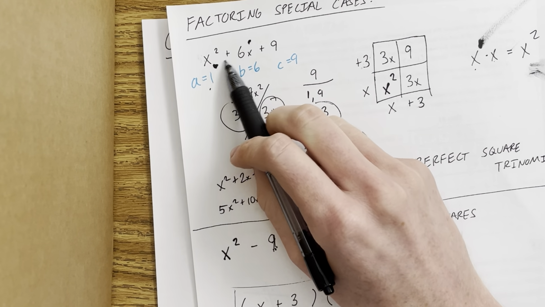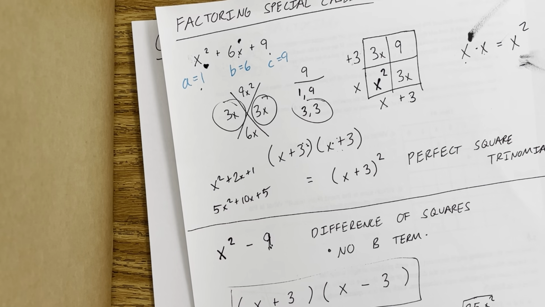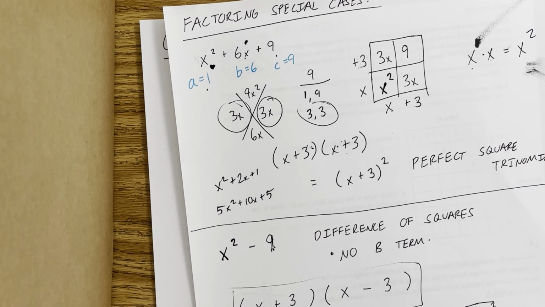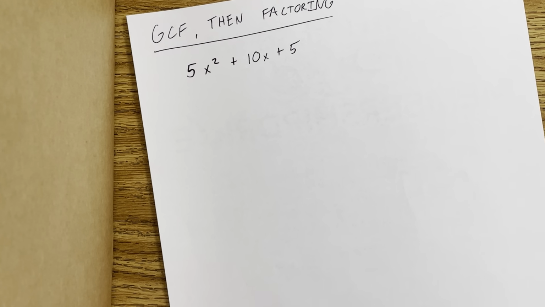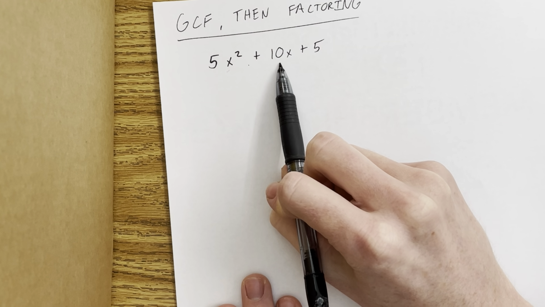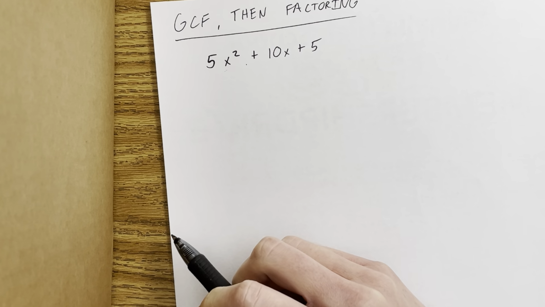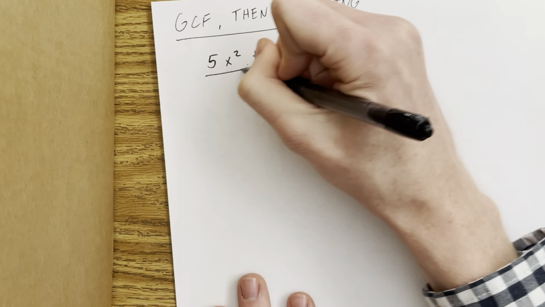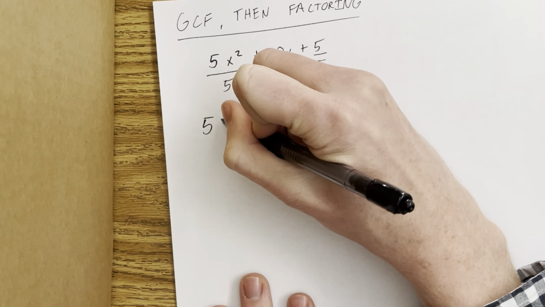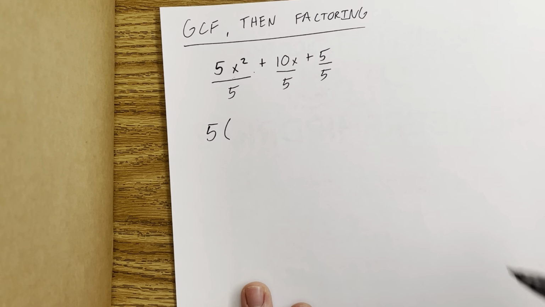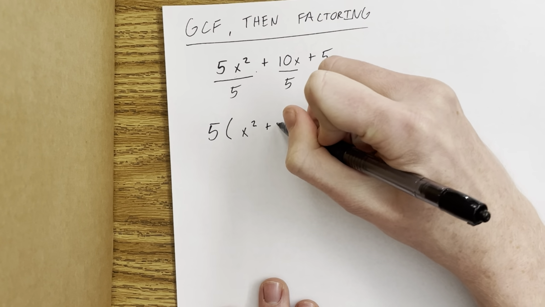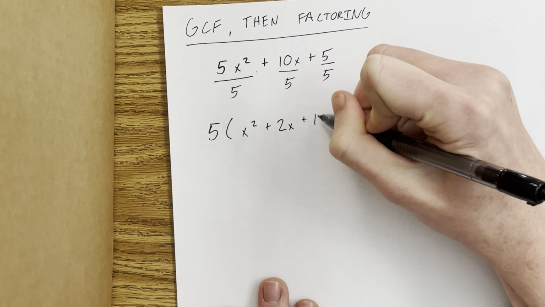Does any number go into x squared, 6x, and 9? No. So then we begin. Does any number go into x squared that also goes into 9? No. So we begin. But on this one, is there anything that goes into 5x squared that goes into 10x that also goes into 5? And the answer is yes. 5 goes into all of these. So I divide each of them by 5. Now I have 5. Remember, this is the opposite of the distributive property. So 5 times x squared plus 2x plus 1.